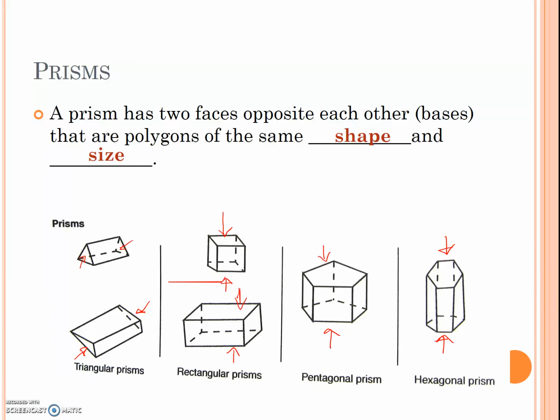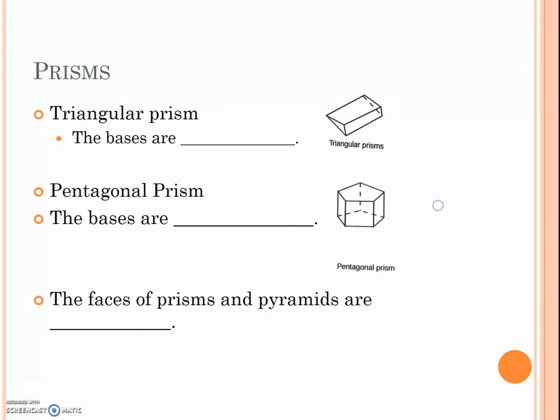A pyramid is going to have all of the faces come together at one vertex, so it's going to be pointy basically at one place, and then prisms have two polygons of the same shape and size. So they might be rectangular, triangular prisms, pentagonal prisms, hexagonal prisms, who knows, octagonal prisms, all sorts of options. With triangular prisms, the bases are triangles. In pentagonal prisms, the bases are pentagons. And the faces of prisms and pyramids are polygons.